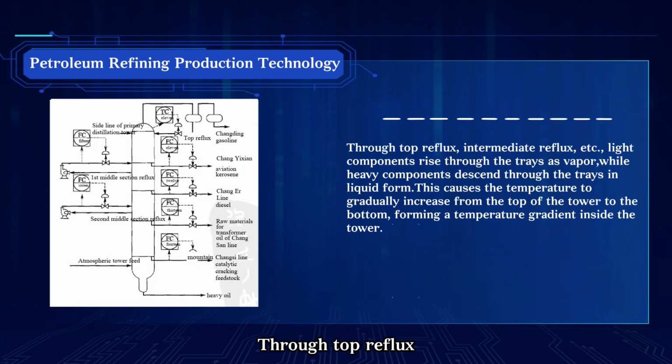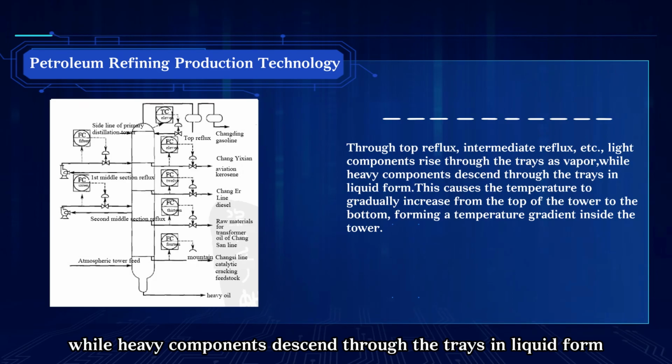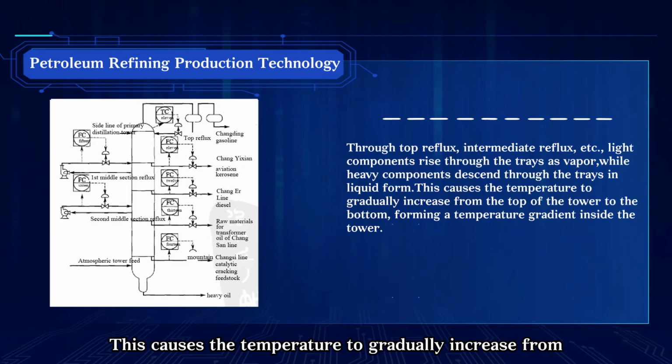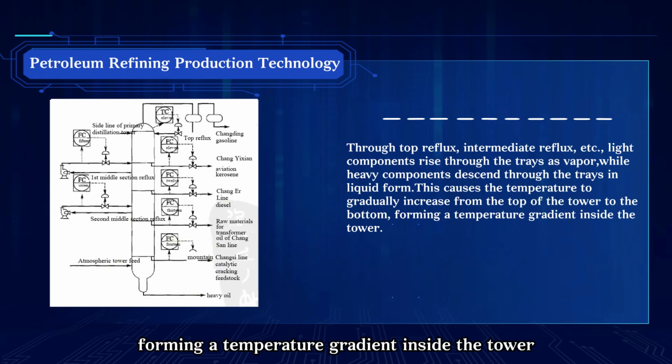Through top reflux, intermediate reflux, etc., light components rise through the trays as vapor, while heavy components descend through the trays in liquid form. This causes the temperature to gradually increase from the top of the tower to the bottom, forming a temperature gradient inside the tower.